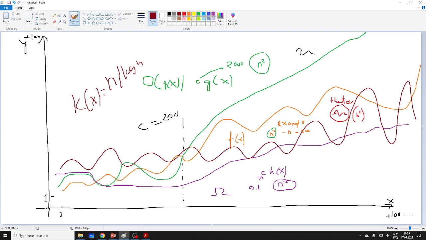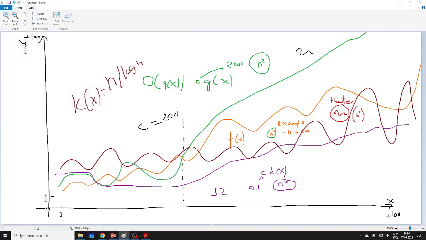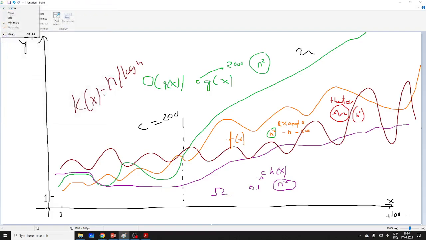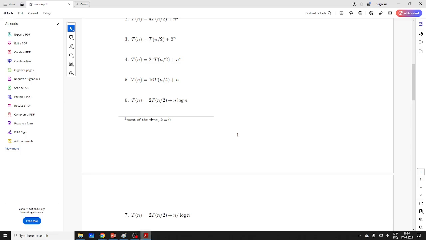So, Control Z. Can I do Control Z here? Back. File, Undo. How do I do it? Oh, here. This one is undo. Yeah, I can do this.